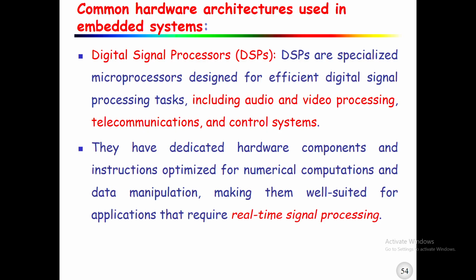And the other one is digital signal processing. They are specialized microprocessors designed for efficient digital signal processing tasks, including audio and video processing, telecommunication, and control systems. They have dedicated hardware components and instructions optimized for numerical computation as well as data manipulation, which makes them well suited for applications that require real-time signal processing.